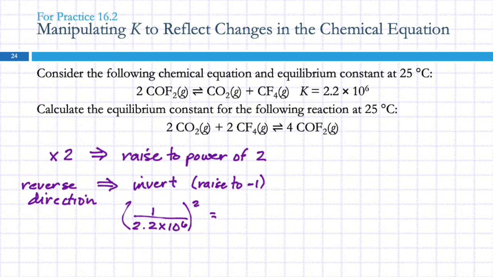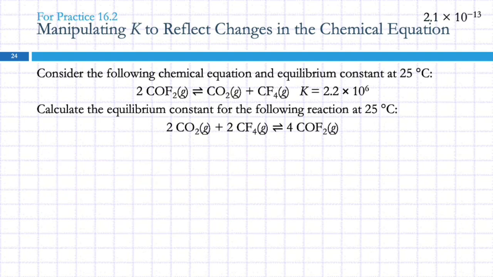Times 10 to the 6th. I get 2.1 times 10 to the -13. Anybody else get that? 2.1 times 10 to the minus 13. Any questions? I have a question.